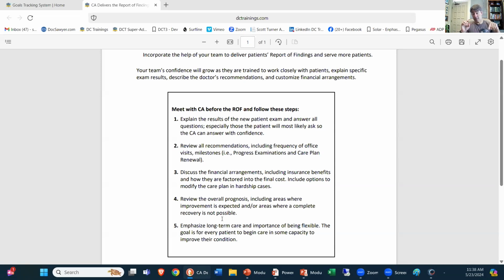So if we take the x-ray in 12 months and this bone spur has not grown any larger, that's a success. We won't expect it to get smaller, right? So that's important to share that with your CA so they can explain the results with confidence.